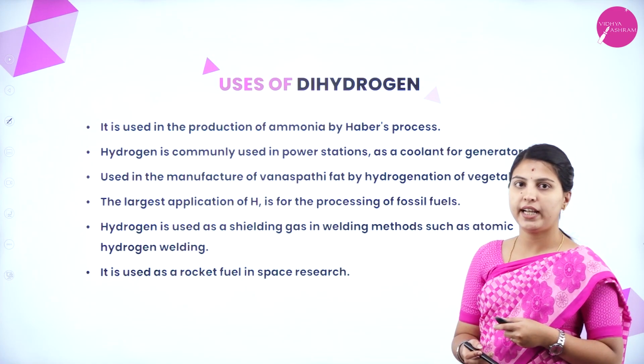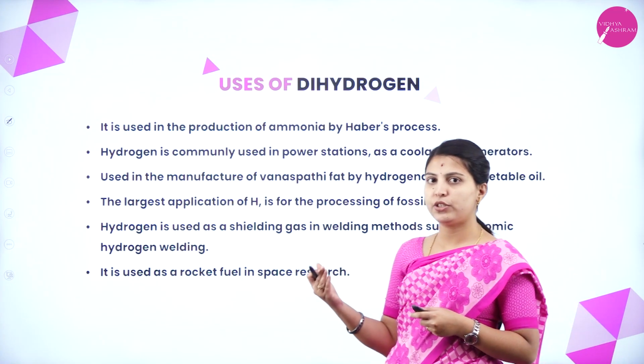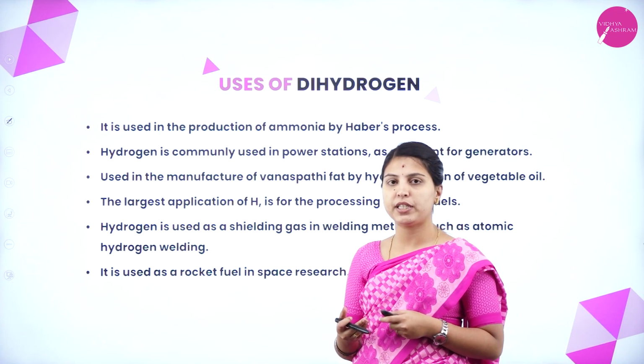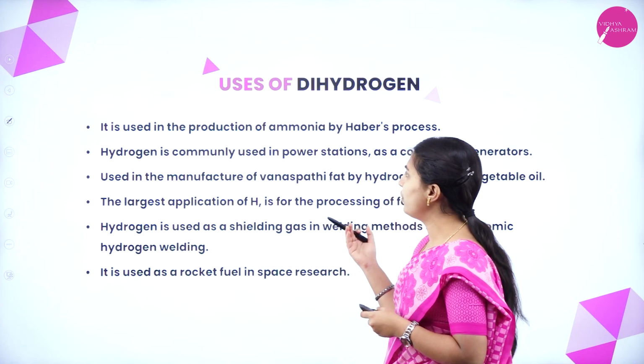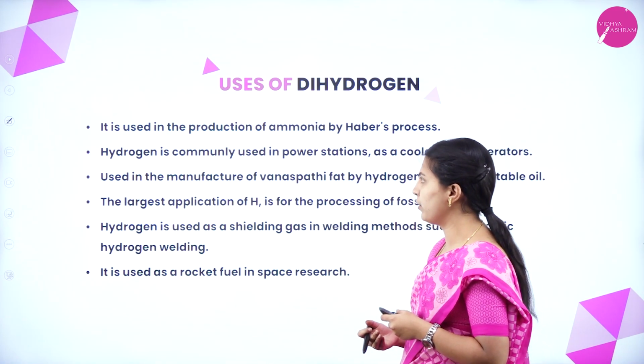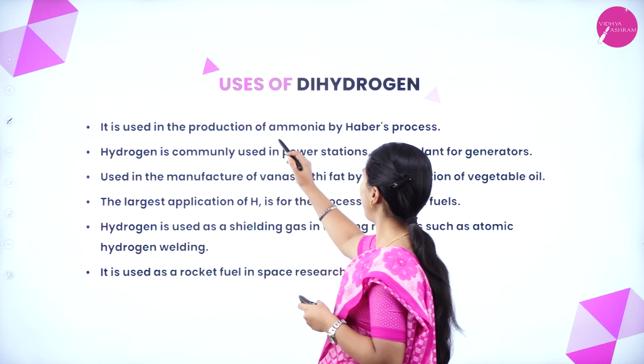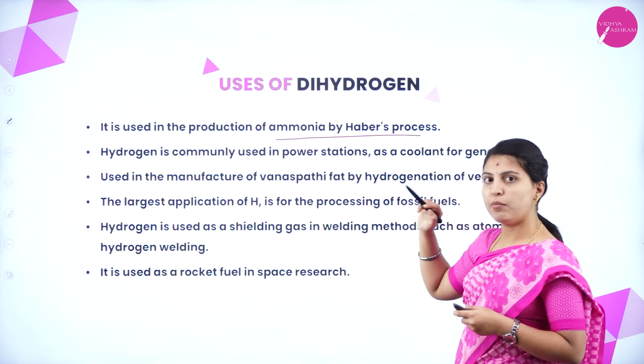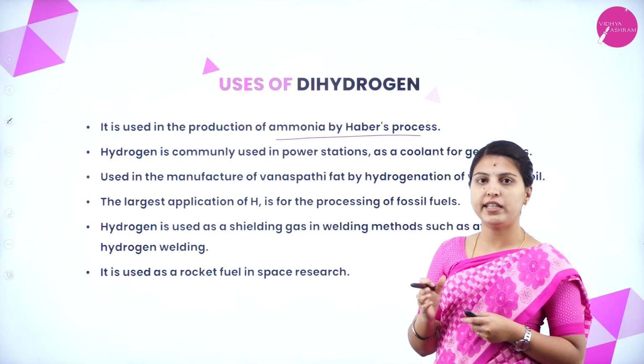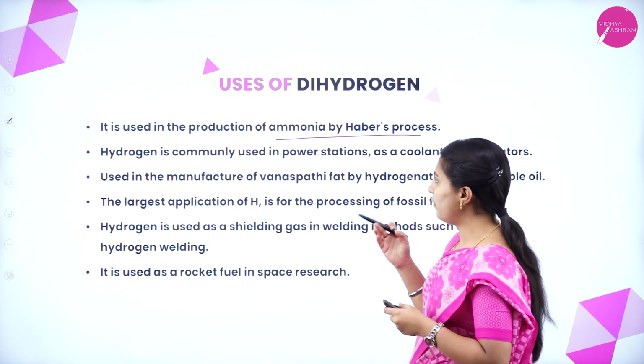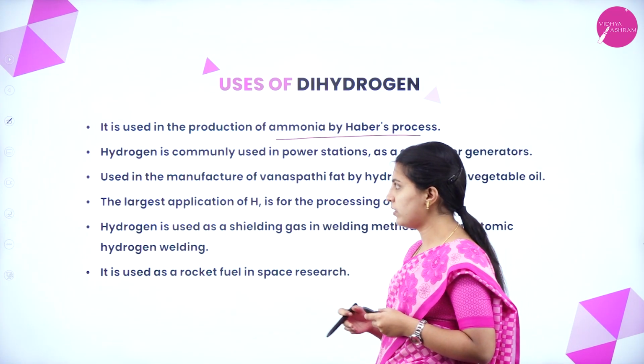Next, uses of dihydrogen. What we saw were the physical properties and chemical properties of dihydrogen. Now we are discussing the uses of dihydrogen. It is used in the production of ammonia by Haber's process. Ammonia is used in the laboratory in major quantity, so that will be produced by the Haber's process.